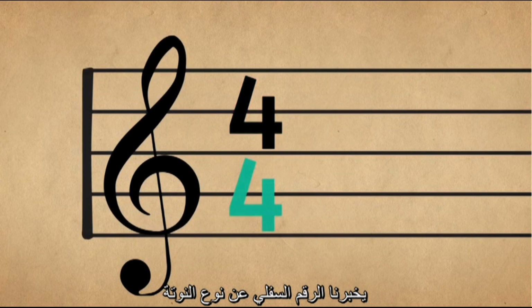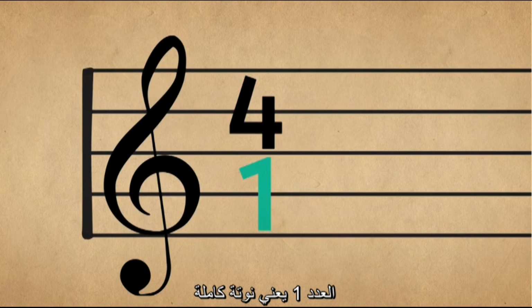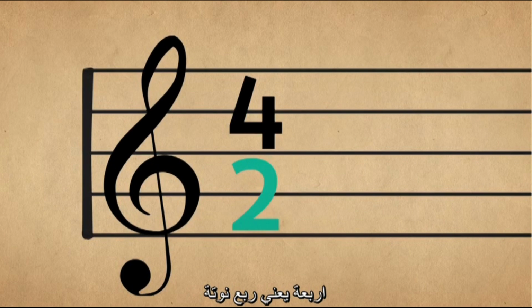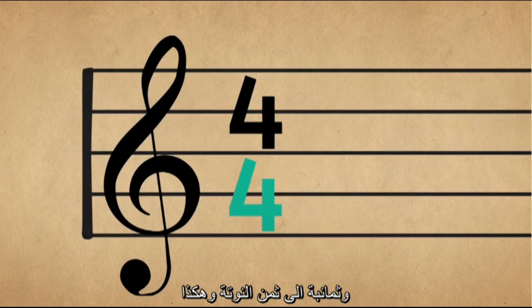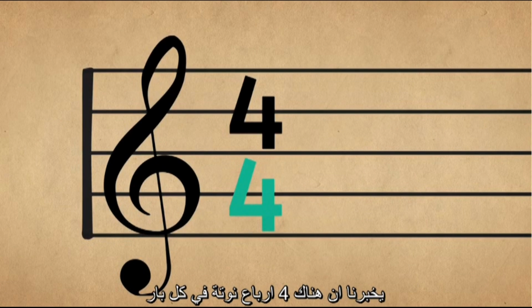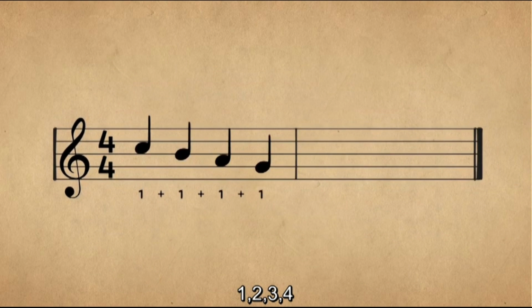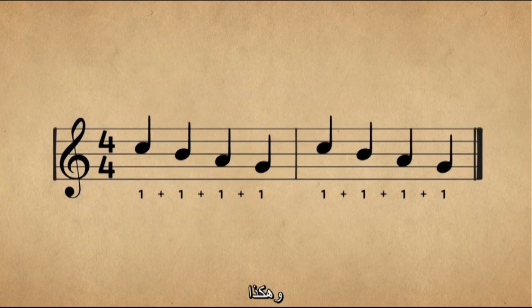The bottom number tells us what kind of note is to be used as the basic unit for the beat. 1 corresponds to a whole note, 2 to a half note, 4 to a quarter note, an eighth to an eighth note, and so on. So this time signature here tells us that there are 4 quarter notes in each bar. 1, 2, 3, 4, 1, 2, 3, 4, and so on.